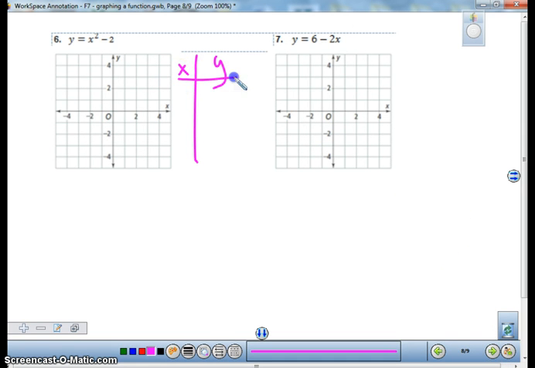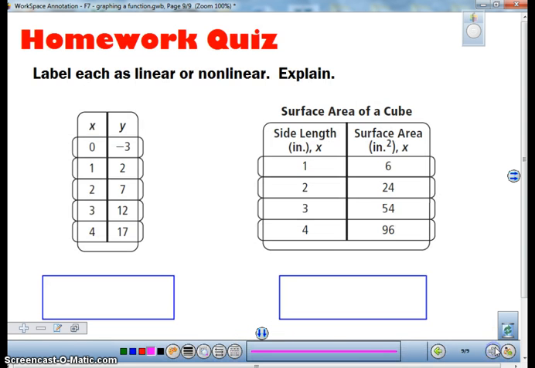Same thing here. You should be making a table. Now, I think we'll have this homework quiz next. So the sub will hand out a sheet of paper for your homework quiz.